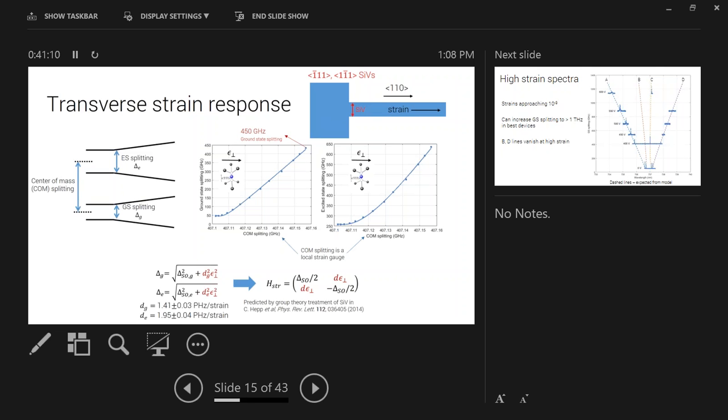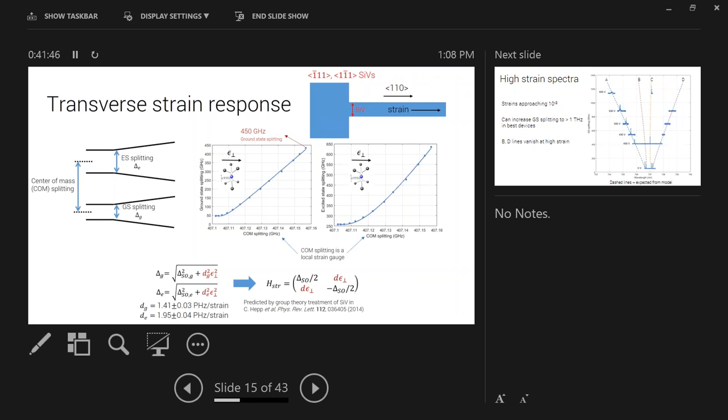Okay, and these are the numbers for how responsive these splittings are to strain. This is a petahertz, that is 10 to the 15 hertz per strain. I know it's a weird unit, but the way to think about this is, unit strain doesn't make any sense, right? Because strain is change in length divided by original length. But if I had, say, 10 to the minus 3 strain or 10 to the minus 4 strain, which is the orders of magnitude of strain that we have, then you can get hundreds of gigahertz of shift, which is what we see. Okay? Are there any questions at this point?